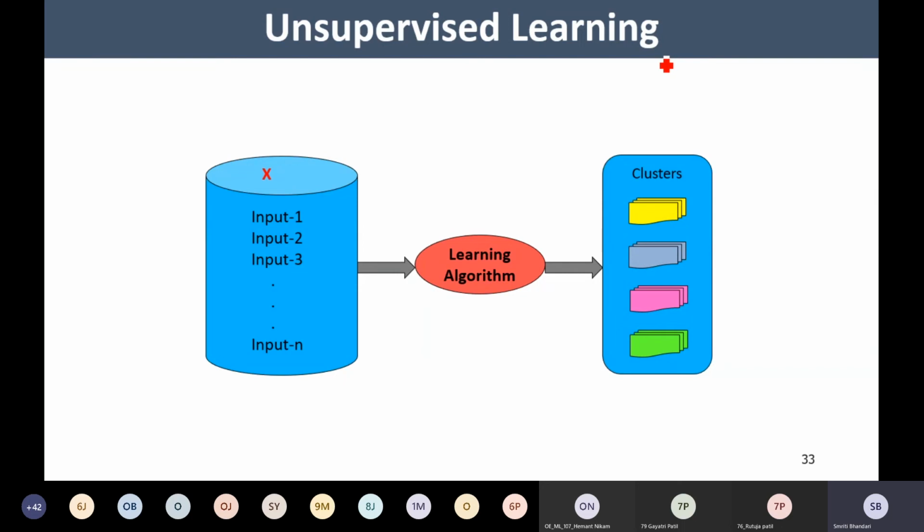So in unsupervised learning, I am providing unlabeled data X. I know only X, I do not know Y. I do not know anything about the class, or anything about the prediction for that X. Whenever I provide such a data set to my learning algorithm, it will learn about the similarity among that data, and based on that similarity, the algorithm will cluster that data into several groups. So a cluster is nothing but a group.